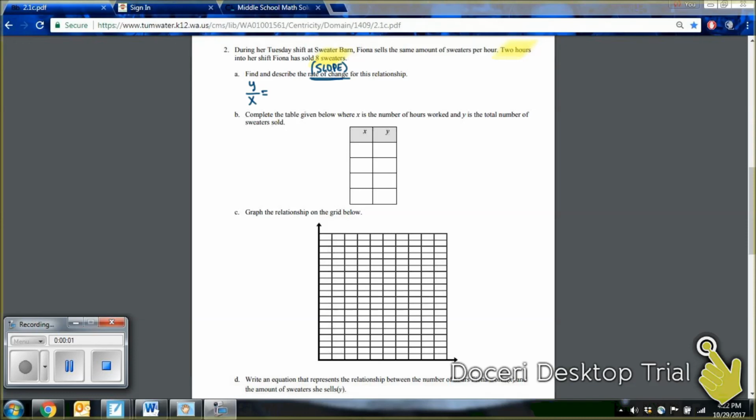Any time that they give us time, the time is going to go in the denominator. Whatever amount is talking about time, that usually goes in the denominator. Okay? So now, using those two numbers that are up top in our question, I want you to create our slope or our rate of change. I'll give you about 15 seconds here to do that. Go ahead and start.